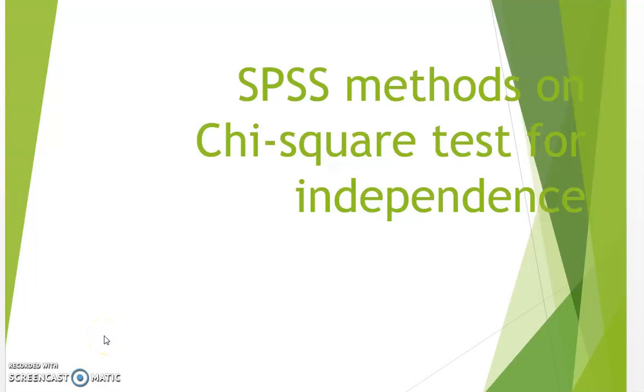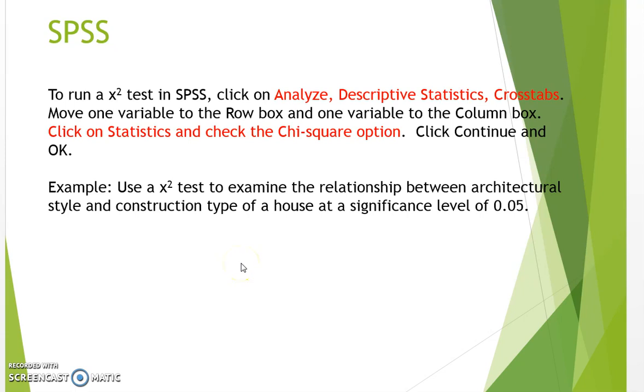Okay, hi everybody. We're going to do a session on the SPSS methods for the chi-square test for independence. So first of all, let's look at what the SPSS steps are.